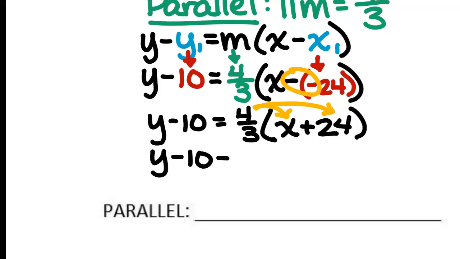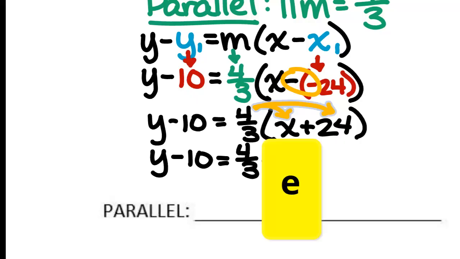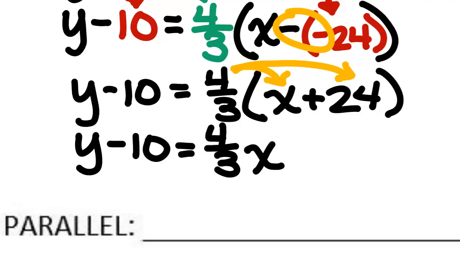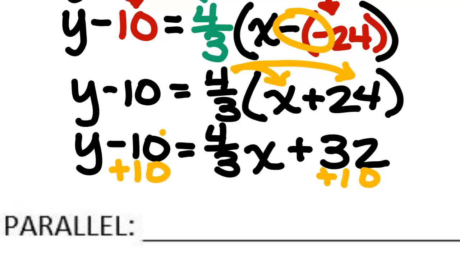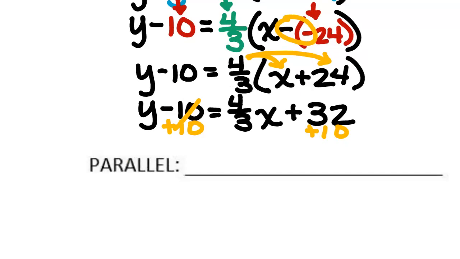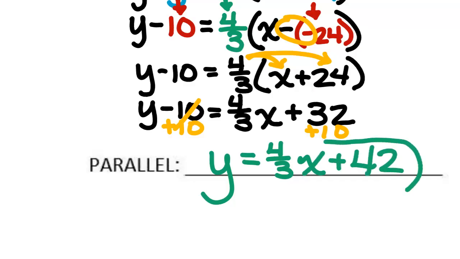So Y minus 10 equals 4/3X. And then what's 4/3 times 24? 4/3 times 24. 32. Now I do what? Now we add 10 to both sides. And that means my parallel line is Y equals 4/3X plus 42.